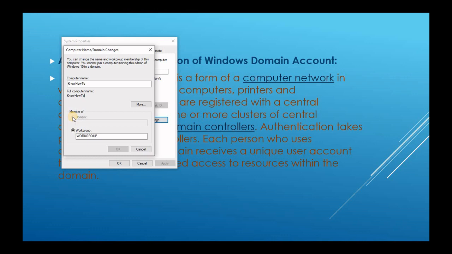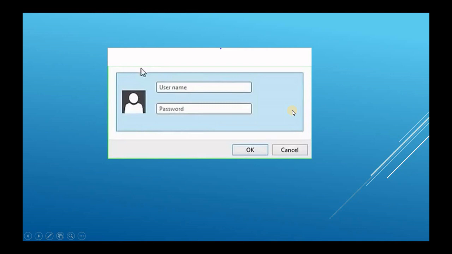So what you have to do next is click on this domain radio button, and then click OK. Once you click OK, you will get a screen where you have to type the username and password of that particular domain. Here the username will be your domain username, and the password will be the password that particular domain or company has provided to you, and then you have to click on OK.